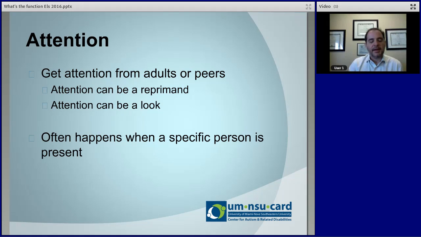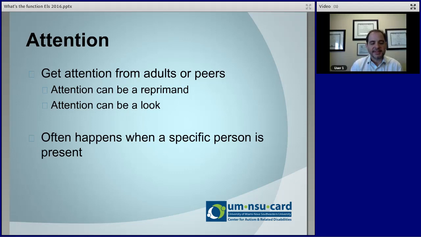And then there's attention. We talked about attention a little bit earlier, and attention, like I said, can come in a lot of different forms. It's not just attention in the form of I'm talking to you, I hear you, yes. It's not always praise. Attention can be a reprimand. Attention can be a look, someone giving you a look, or just showing you that they are attending to you, looking, making eye contact. All those things can function as attention. And so attention is, of all of them, probably one of the more subtle ones, and one of the trickier ones to address.